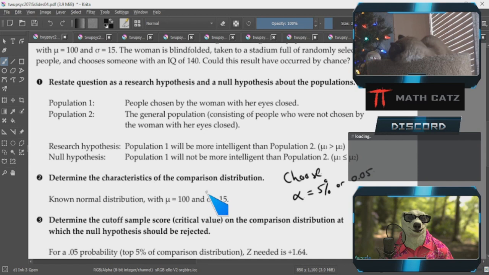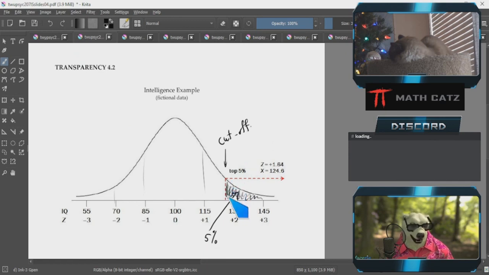I can zoom out, I guess. To determine a cutoff for the sample score, or a critical value, on this distribution of how IQ scores in general behave. So if we choose 5%, which is very reasonable, we can calculate based on our mean and our standard deviation the corresponding z-score that is needed to be at this top 5% line.